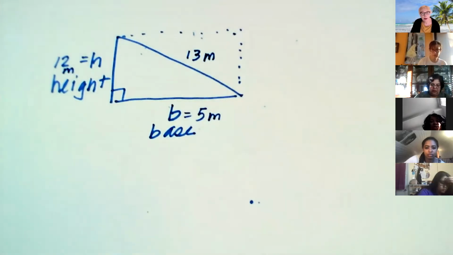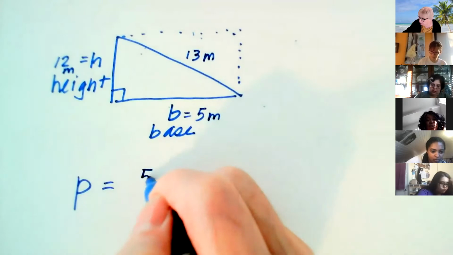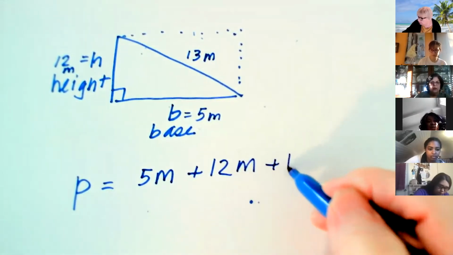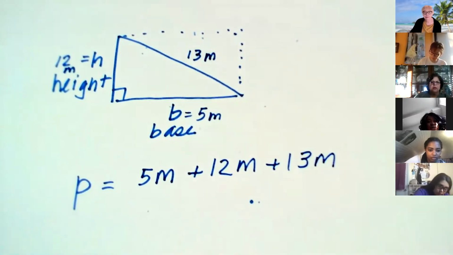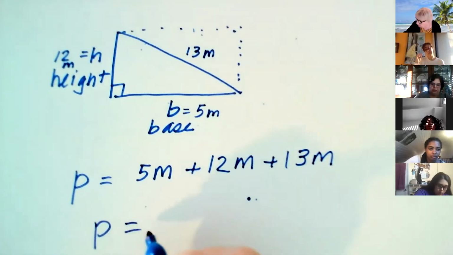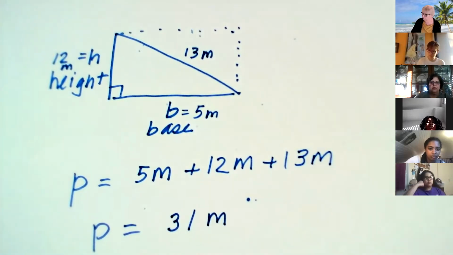Meters, right? And so the perimeter would be 5 meters and 12 meters and 13 meters. The picture showed us what to do. We didn't need a formula. We just marched around the outside. And so this is 26 and 5. I'm getting 31.